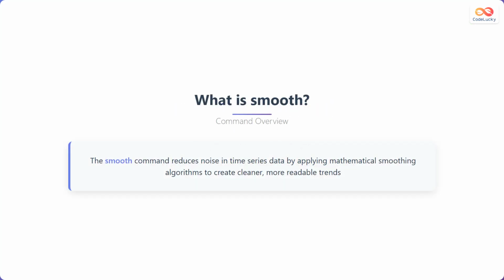The smooth command serves a specific purpose in data analysis. It reduces noise in time series data by applying mathematical smoothing algorithms to create cleaner and more readable trends. When you have data points that jump up and down irregularly, the smooth command helps you see the overall direction and pattern by averaging out these fluctuations. This is particularly useful when analyzing metrics like CPU usage, network traffic, or any other time-based measurements where temporary spikes or dips might obscure the underlying trend.